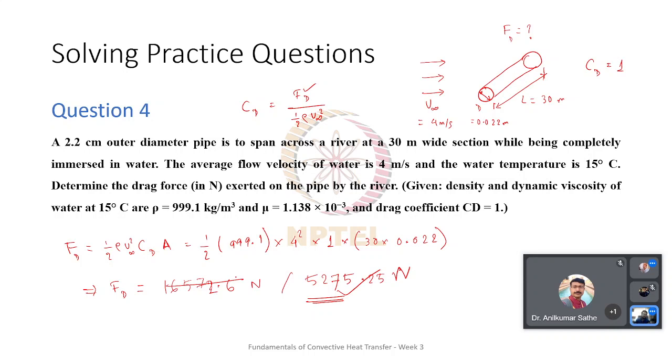Is it not the frontal area we need to consider here? Sorry, sir, your voice is coming very low. Can you come a bit louder? Sir, is it not a pi DL area we need to consider? No, not pi DL. Yeah, this is the catch over here. So it's the frontal area, only the projection.